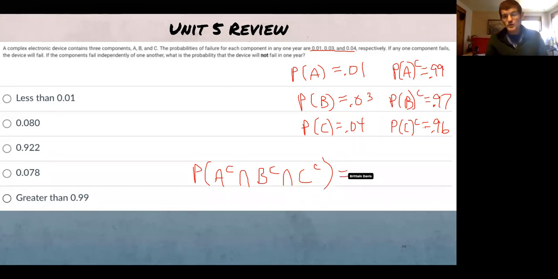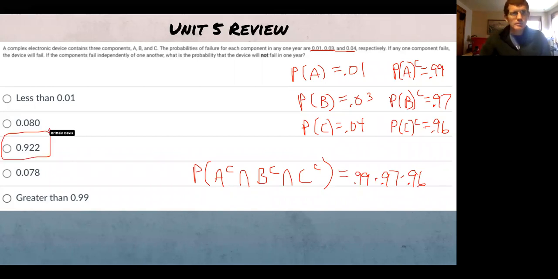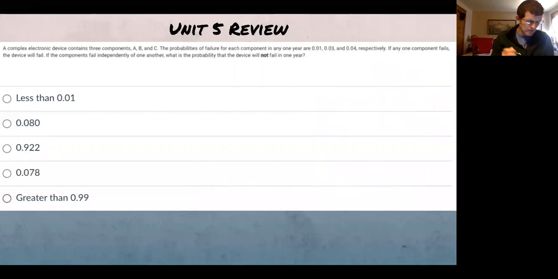So you can almost think of this like in the last problem: what's the probability that at least one fails, and the complement of that? But anyways, the probability that none of them fail would be basically just 0.99 times 0.97 times 0.96, which gives us 0.922 for our answer. Now, with the answer choices as given, that might be your expectation anyway, because that's really the only one that looks as promising. So there we go.